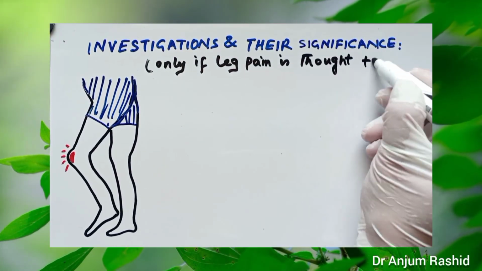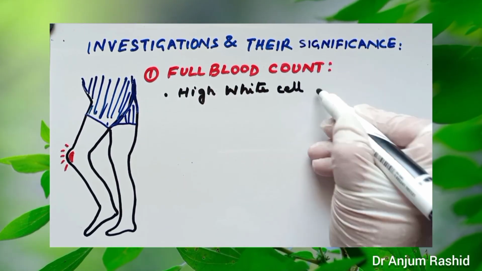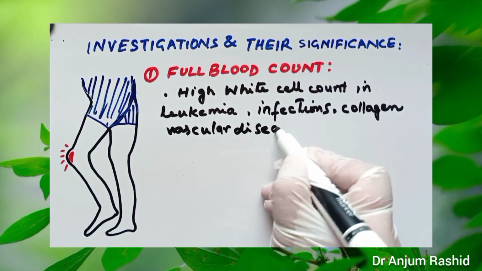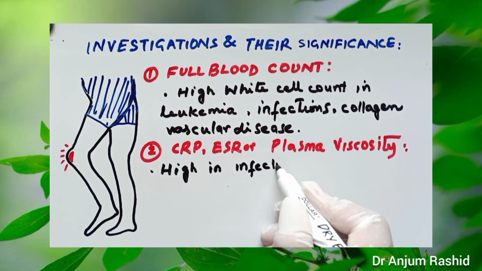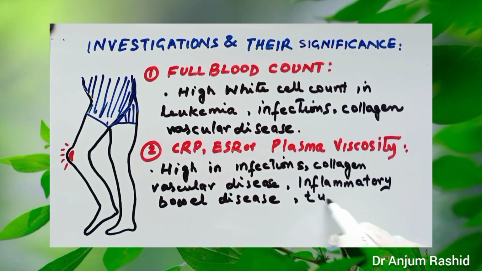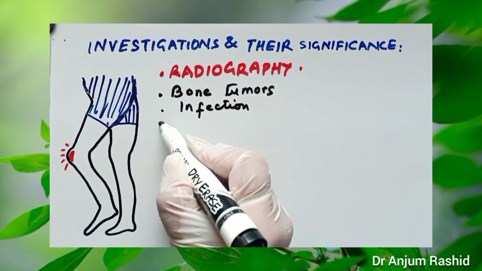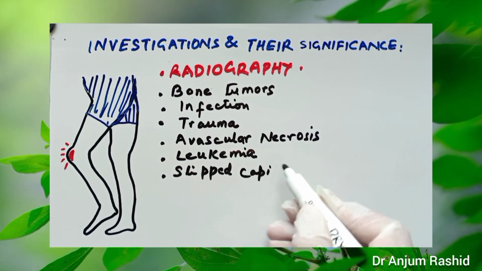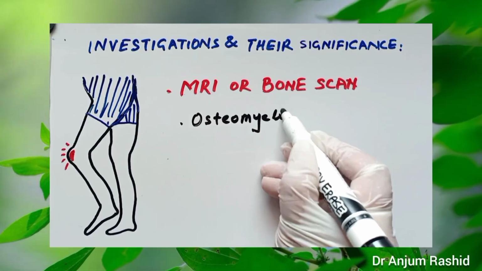This is only if leg pain is thought to be organic. First is full blood count. There is a high WBC count in infections, leukemia, and collagen vascular diseases. And next is CRP, C-reactive protein, ESR, or plasma viscosity, which is high in infection, collagen vascular disease, inflammatory bowel disease, or tumors. Third is radiography. This is important in bone tumors, infections, trauma, avascular necrosis, and slipped capital femoral epiphysis. Now, MRI or bone scan is helpful in osteomyelitis.